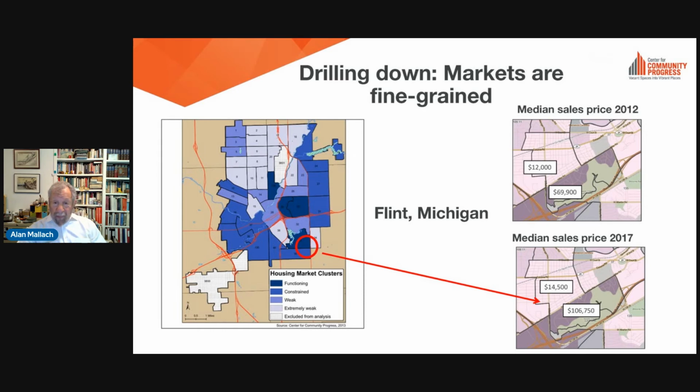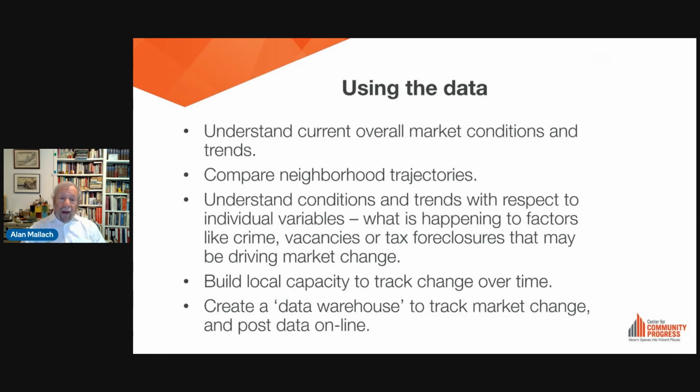So, next slide. So there are a lot of ways you can use this data. You can understand what's going on, understand the trends, get market trajectories, then look at individual variables and see where they're going up or down and so forth. Track the change over time, and ideally create a data warehouse that people in the community, people in the city can all use to understand their neighborhoods.